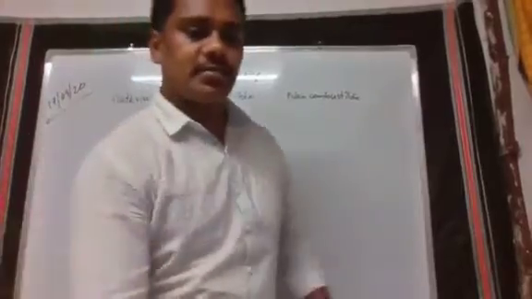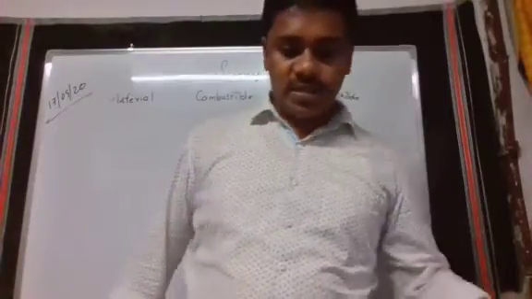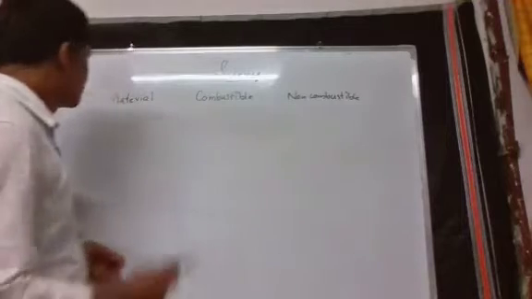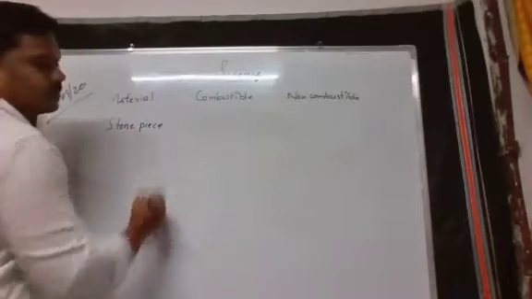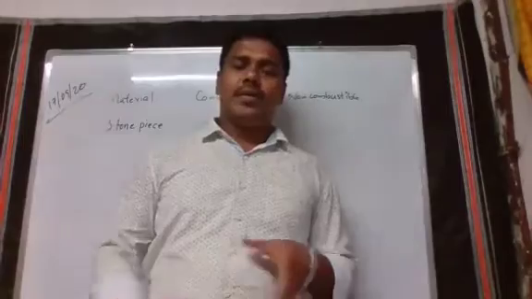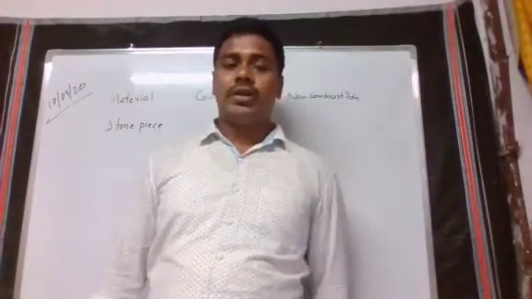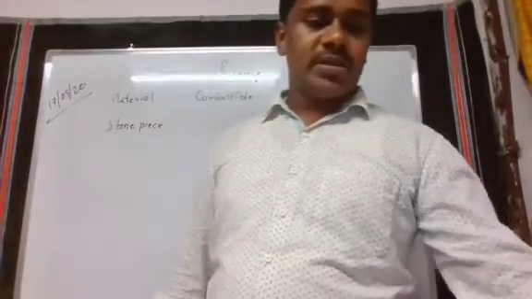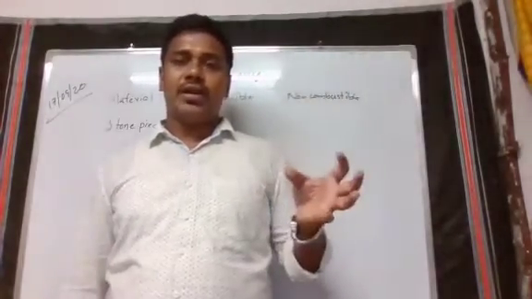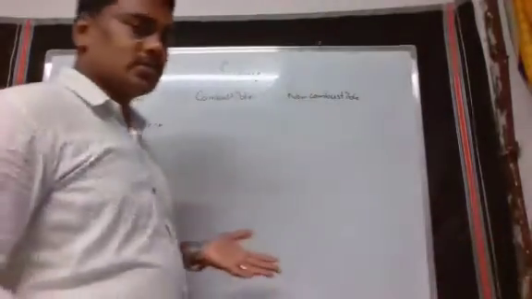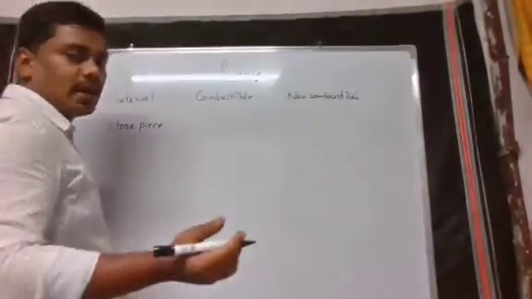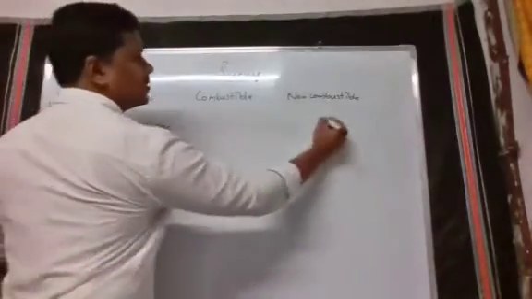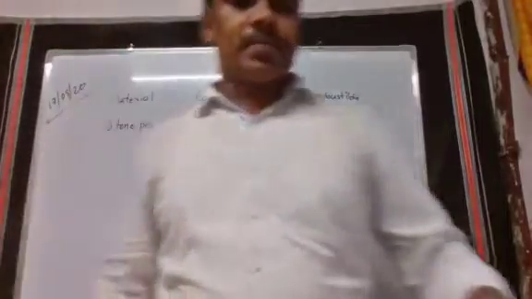What is next? Next is the stone piece. What will happen if a stone piece is introduced to heat? Will it burn and produce heat or light? It won't. A stone piece won't produce heat or light if it is introduced to fire. So it is non-combustible.